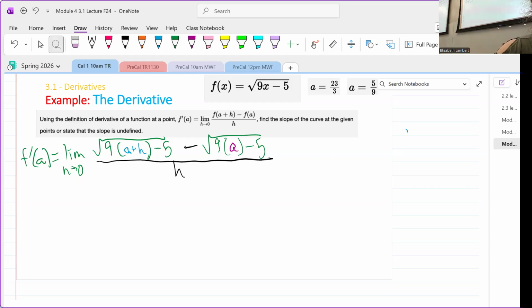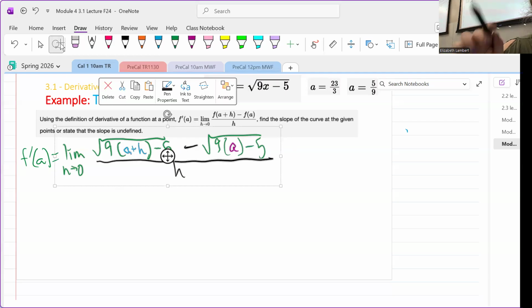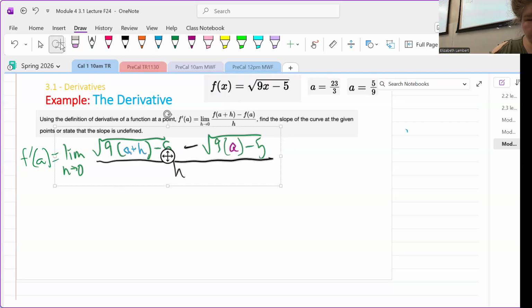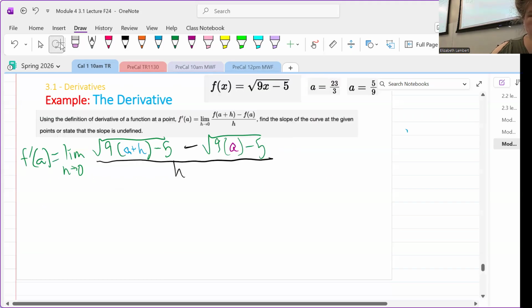So, computer copy paste magic. Ugh, not what I wanted.